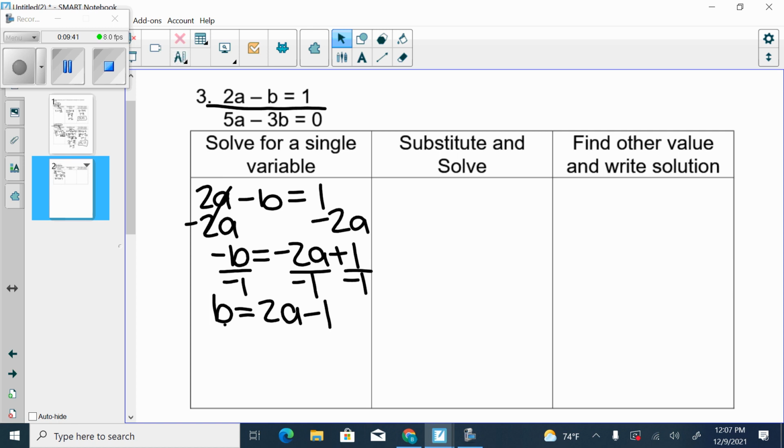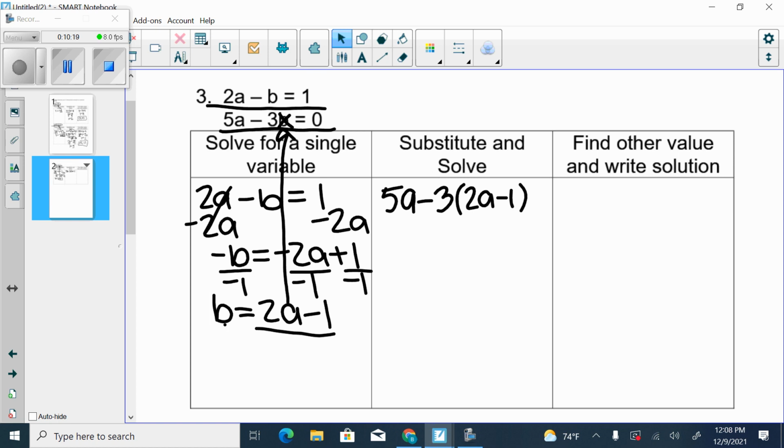That means anywhere there's a b in this equation, I'm going to take it out and replace it with what we just found out that b is equal to. Okay? All right, so I start to rewrite that equation. We've got 5a, sure, as soon as you put down a number, you always open that set of parentheses because we got to put the whole thing in there, right? So 3 parentheses 2a minus 1. Very good.